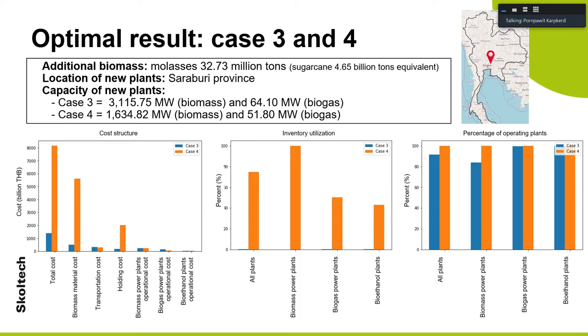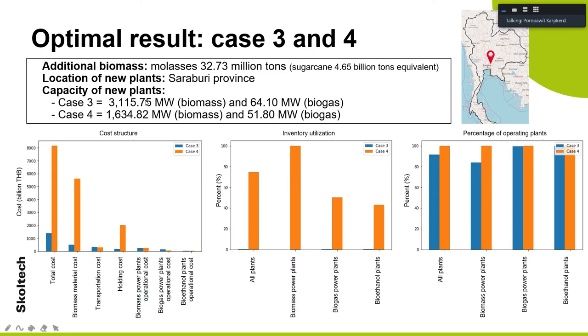In case 3, the results show that Thailand needs about 32.7 million tons of sugarcane, or 4.65 billion tons equivalently. The capacity of the new biomass power plant is 3,100 megawatt, located in Saraburi province. As you see in the map, it is here in the central part of Thailand. And about 64 megawatt for a biogas power plant, which is also located here.